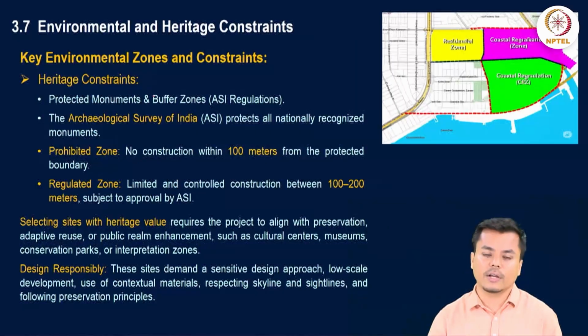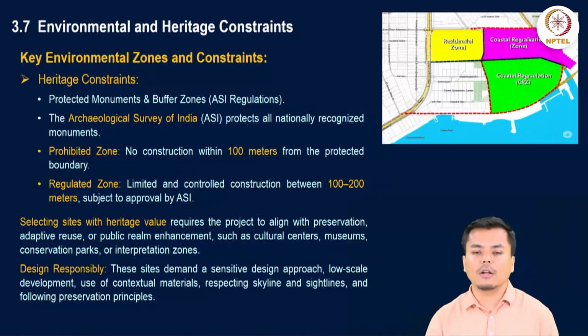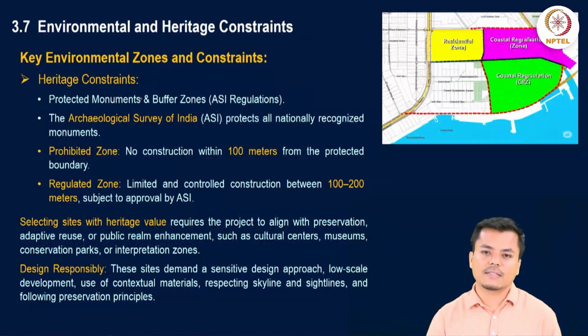Then the other is heritage constraint. As already mentioned, ASI these days has come up with heritage bylaws, and within those bylaws different guidelines are set up. For example, prohibited zone, that means no construction should be done within 100 meters of the protected monument. Regulated zone, that is limited and controlled construction as per the bylaws suggested for that particular heritage monument, is allowed within 100 to 200 meters of that heritage monument. So you should collect all this information if your site falls very near to heritage protected monuments.